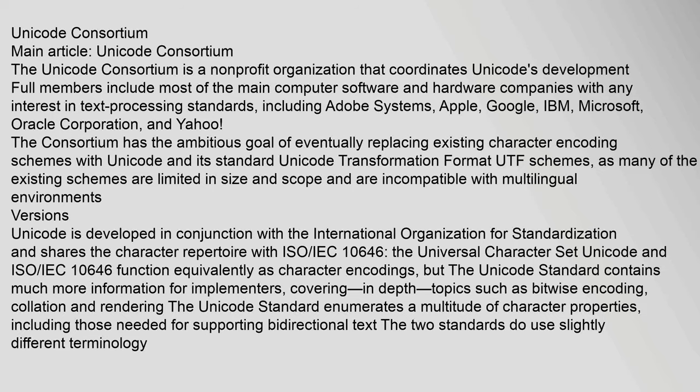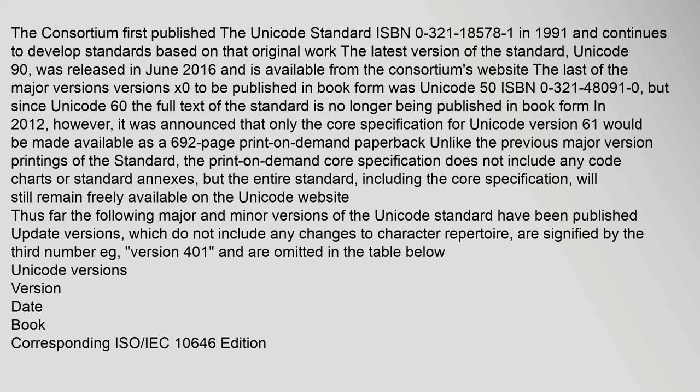The Unicode standard enumerates a multitude of character properties, including those needed for supporting bidirectional text. The two standards do use slightly different terminology. The consortium first published the Unicode standard, ISBN 0-321-18578-1, in 1991 and continues to develop standards based on that original work.